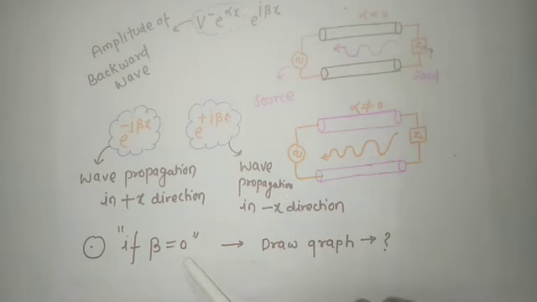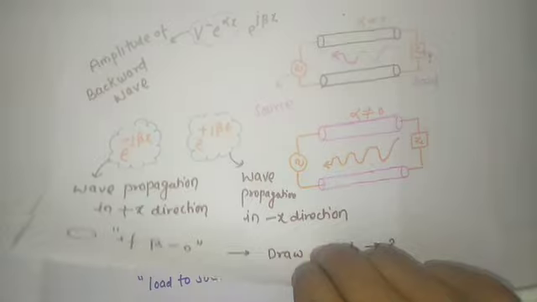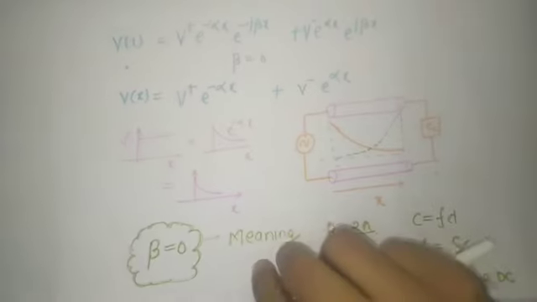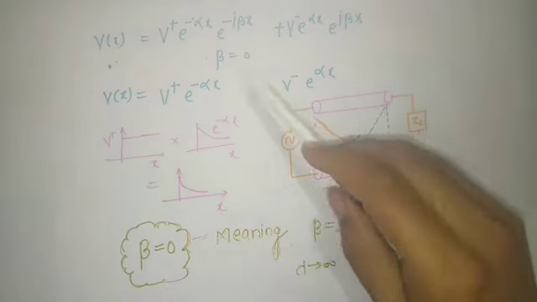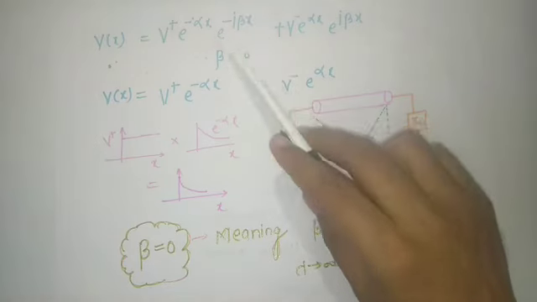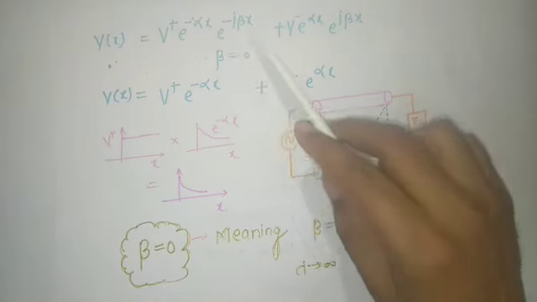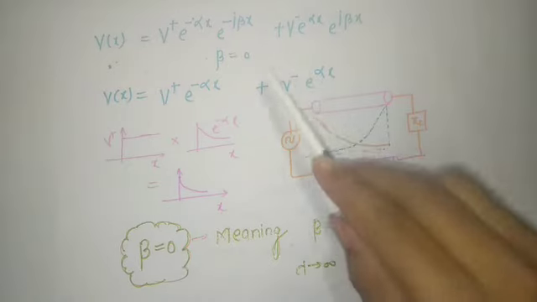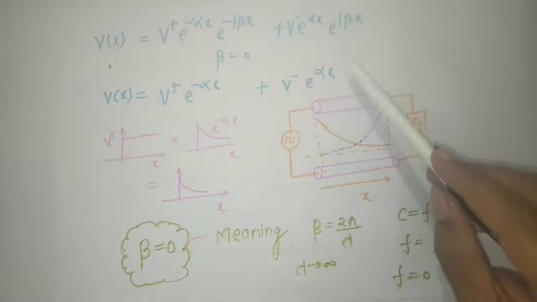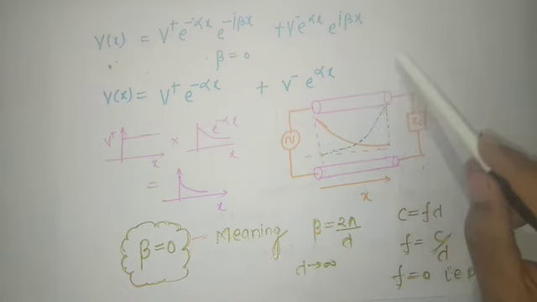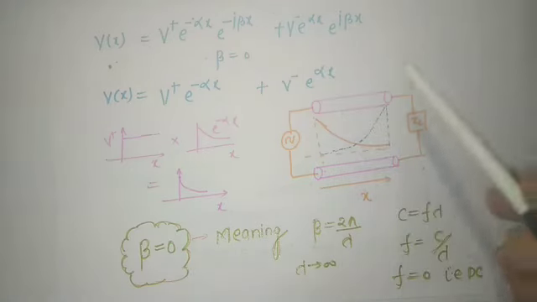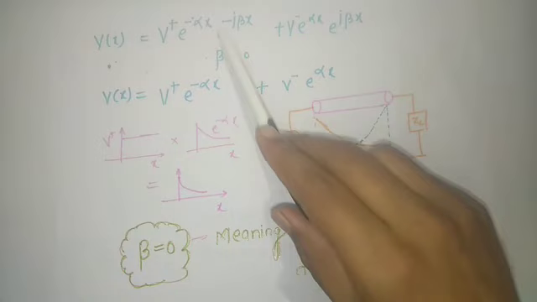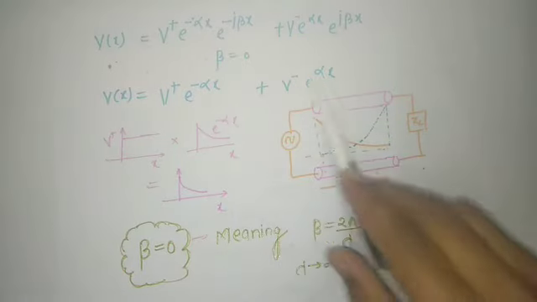Now let's try to understand the significance of beta. What will happen if beta is equal to 0? Look here, it is the same equation. In the same equation, if we put the value of beta equal to 0, then this term will become 1. How? e power j theta is given by cos theta plus j sin theta. If you put theta equal to 0, then cos theta will become 1 and sin theta will become 0. Then after putting beta equal to 0, you will get this kind of equation.